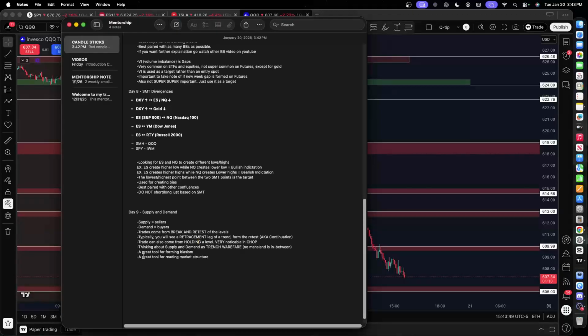Cool. To think about supply and demand logically, let's understand that it's trench warfare. You got buyers and sellers on one side, and they're going to beat the shit out of each other until one side wins. Then the market's going to move. Pretty crazy. Okay. And then, of course, it's a great tool for forming an idea on any time frame and understanding market structure. Cool.